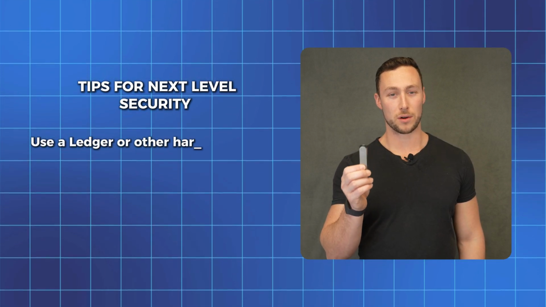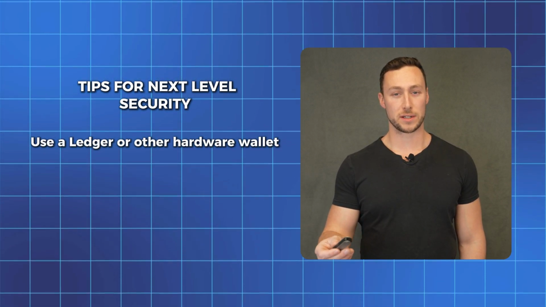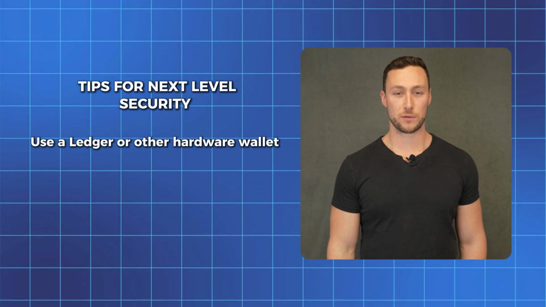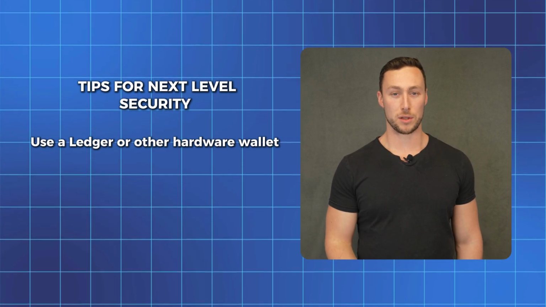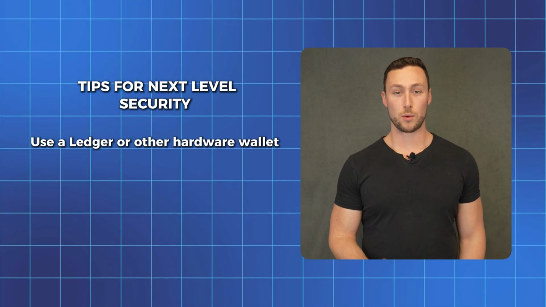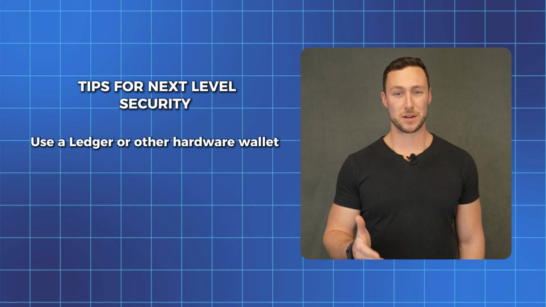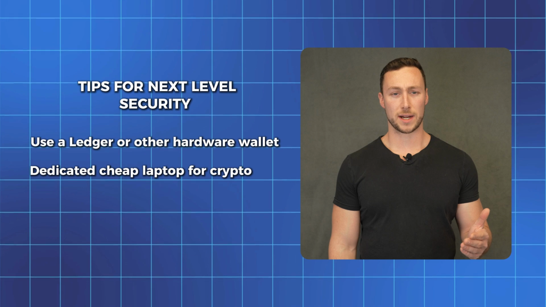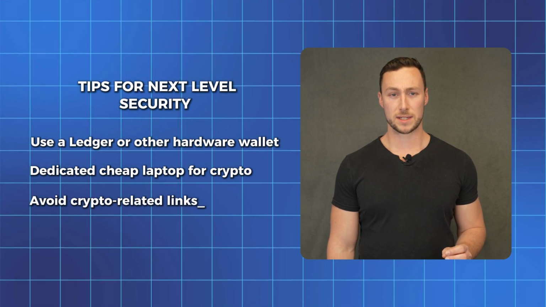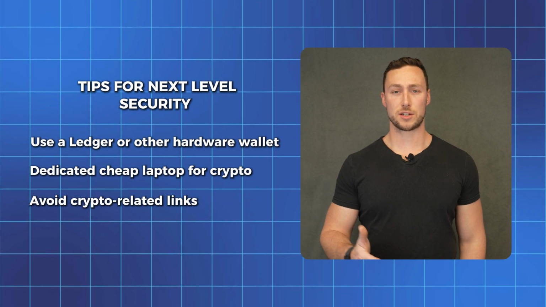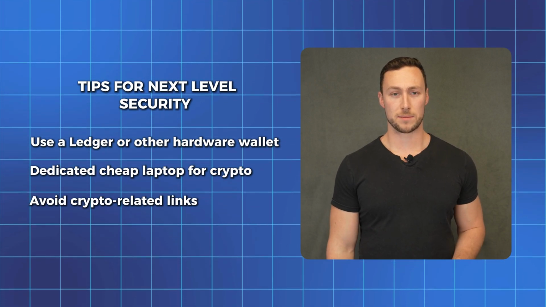Some other tips for next level security. Use a Ledger or other hardware wallet. This makes it so that in order to send your crypto, you need to press a button on a physical device. The only way to steal your crypto if you have a Ledger is to trick you into approving a malicious transaction or to physically take it, and let's hope you don't have to deal with that. If you want to really take your security seriously, you might also consider getting a dedicated, cheap laptop for crypto. Finally, another good practice is to avoid all crypto-related links that come to you in direct messages or that you see on social media. Even for the experienced on-chain traveler, it can be difficult to spot scams 100% of the time.